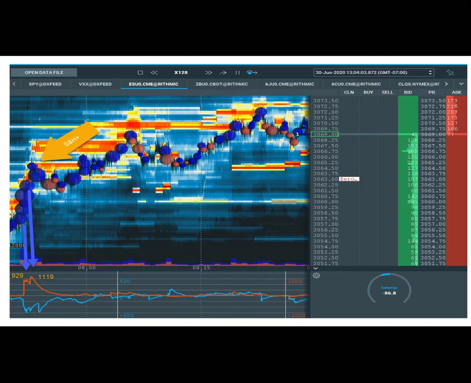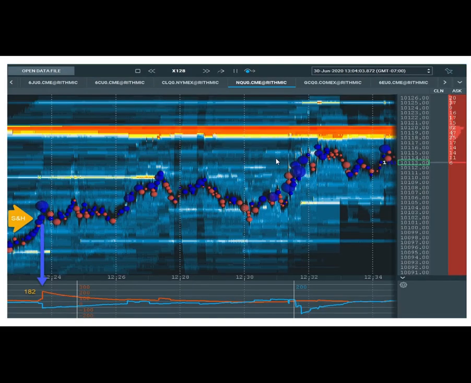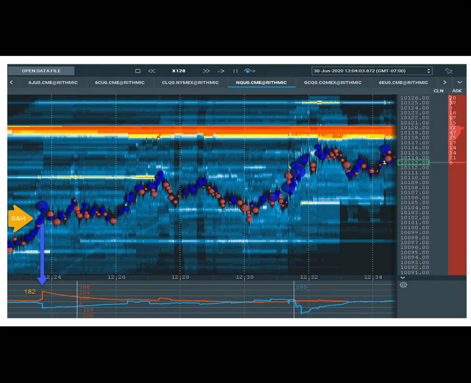So this is NQ, same thing. I think this was the same day, actually. Yeah, the 30th. So you get the stop run, 182. Anything over 100 in the NQ, 100 stops is significant threshold wise. You get the stop run. You get the pullback, right? That's big. Then you get the initiation.